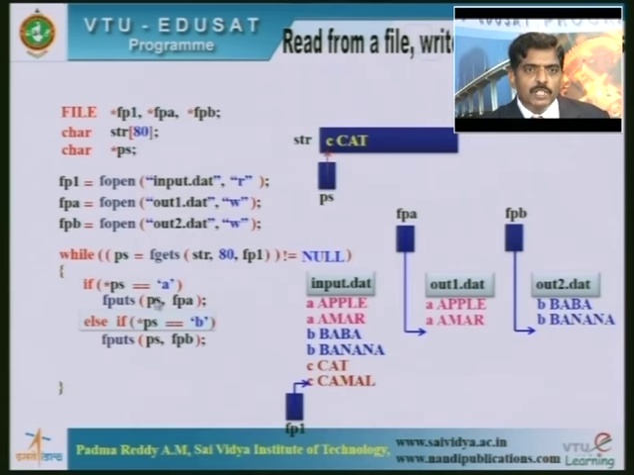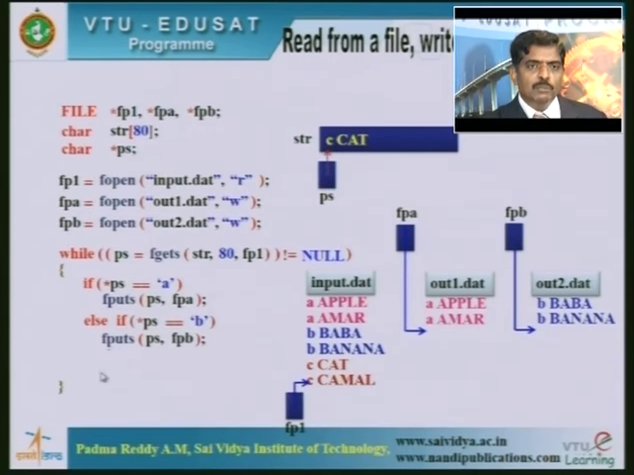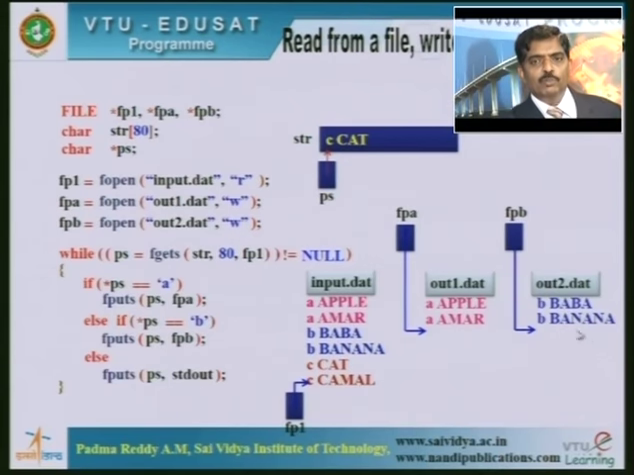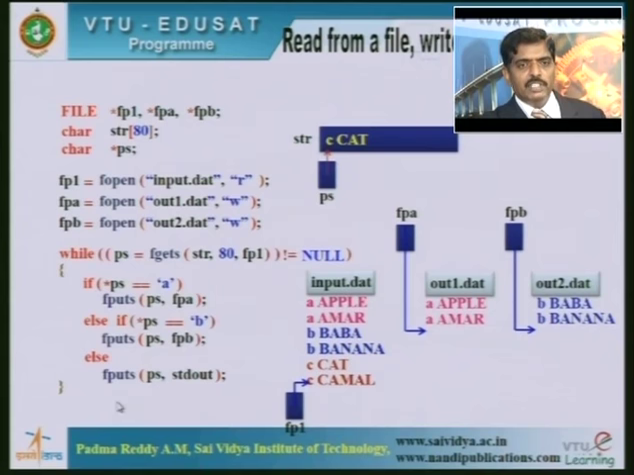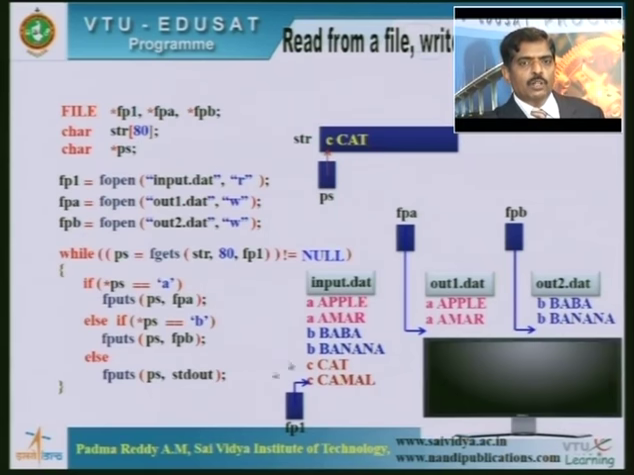Is PS pointing to A? No. So control comes here. Is PS pointing to B? No. So control should come to the else part. In the else part, we say fputs PS comma stdout. So instead of creating one more file here, we are treating this monitor itself as the file pointer. So stdout is a file pointer. That means whatever PS points to, we are sending to the monitor. PS points to C cat, which will be displayed onto the screen.